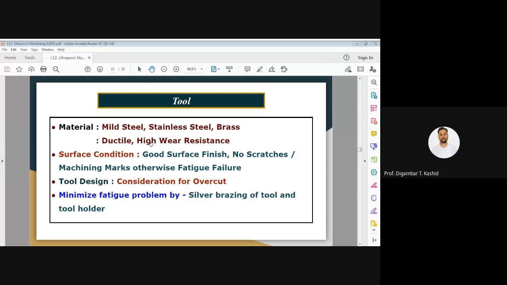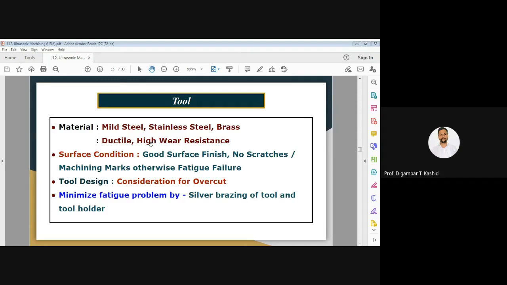Okay, and the main properties of the tool material are high ductility and high wear resistance. As far as surface conditions are concerned, it should have a good surface finish. So there should be no scratches or machining marks on your tool. Otherwise, they will be reflected on your machined workpiece surface.